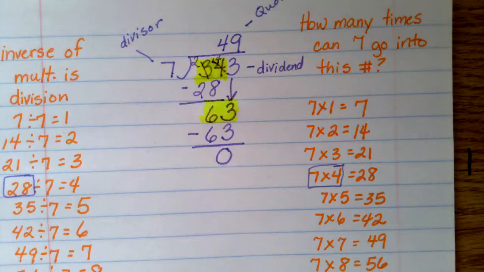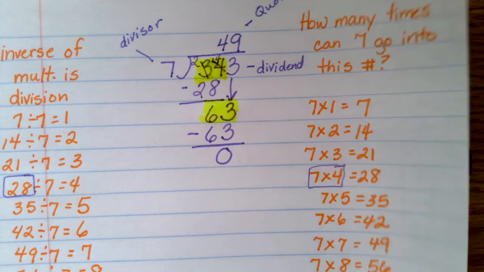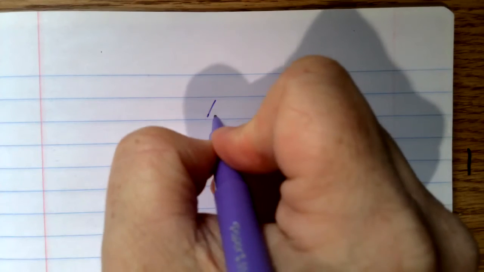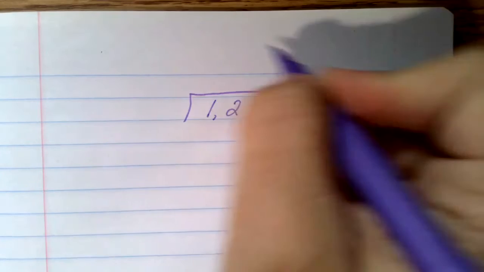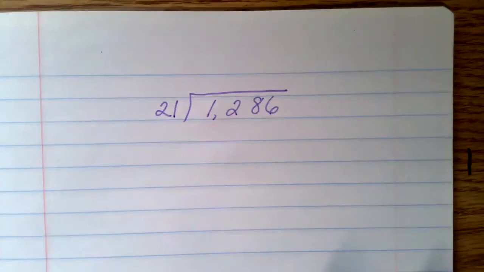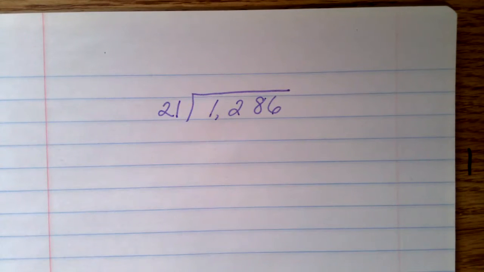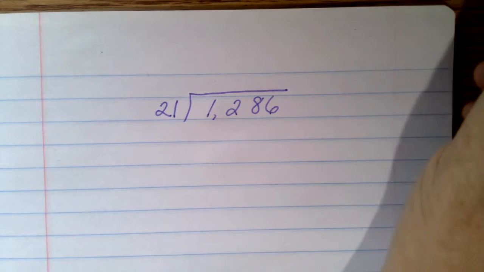Now, looking at that, we can do larger numbers using whole numbers, and we can work with remainders. So let's try another large number. Let's try 1,286 divided by 21. Again, when we look at this, we can do a couple different things. We can go ahead and make our multiplication times tables off to the side.